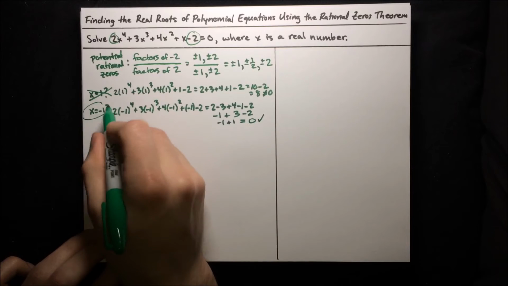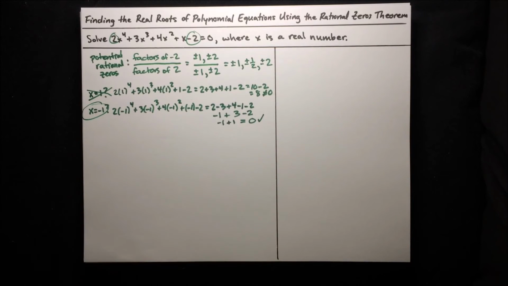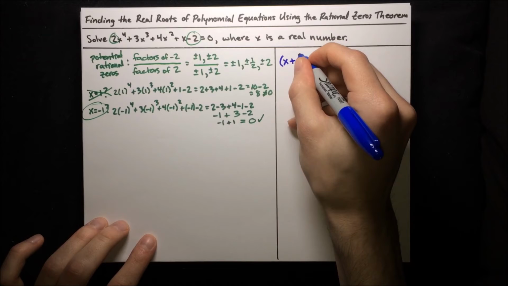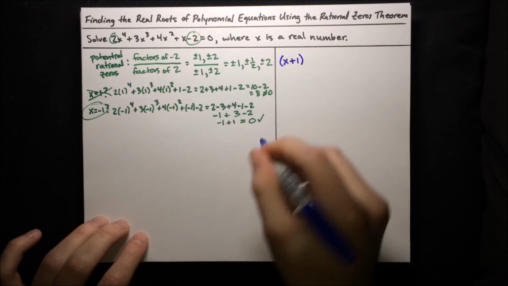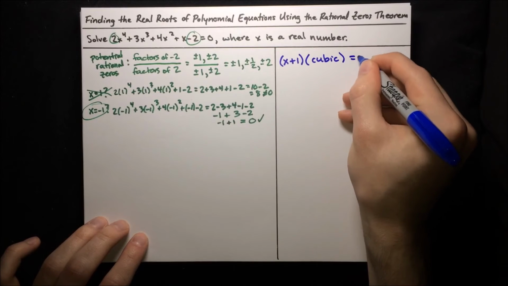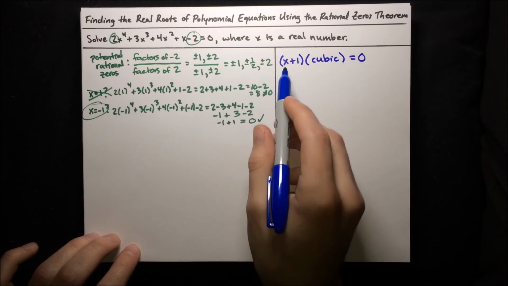So yeah, x equals negative 1 is a 0, and that means that we can factor our equation into a factor x plus 1, which corresponds to that 0 of negative 1, and then times a cubic, and that's going to be equal to 0. So how do we find that cubic? Well, we can just do synthetic division again.